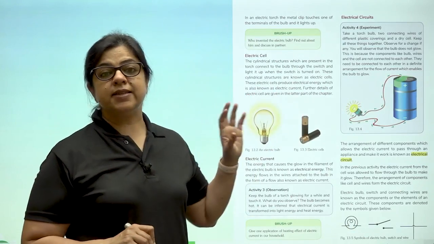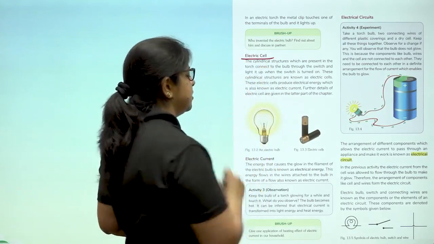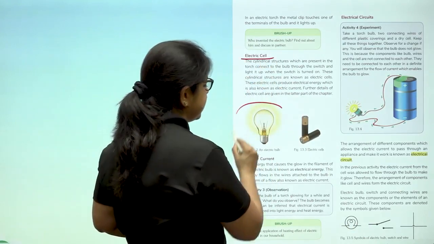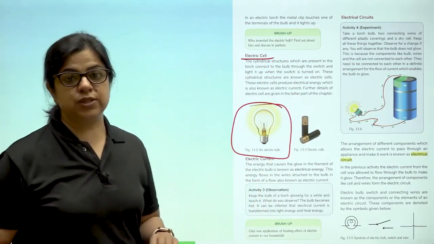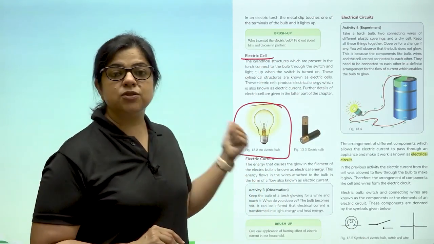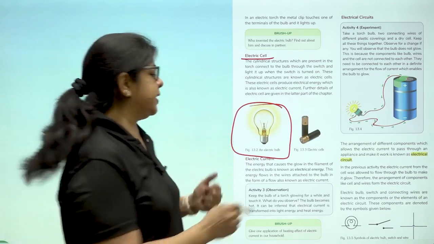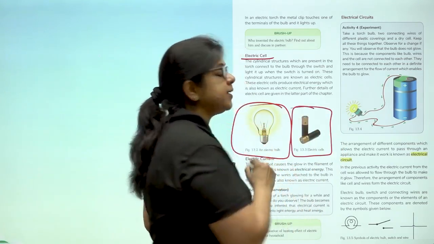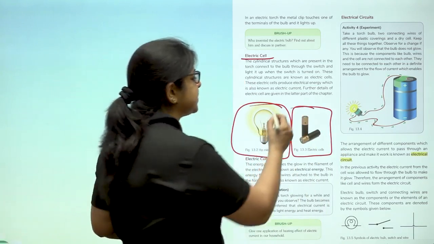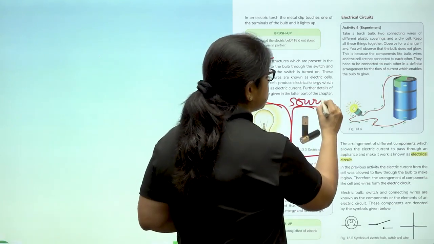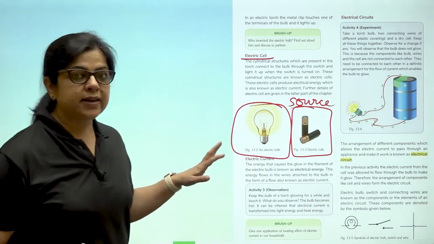Now let us understand the electric cell. So we know that an electric bulb runs on electricity. Now this electricity does not necessarily have to come from a power point in your house. It can even come from an electric cell. So what are electric cells? They are the source of electric current.